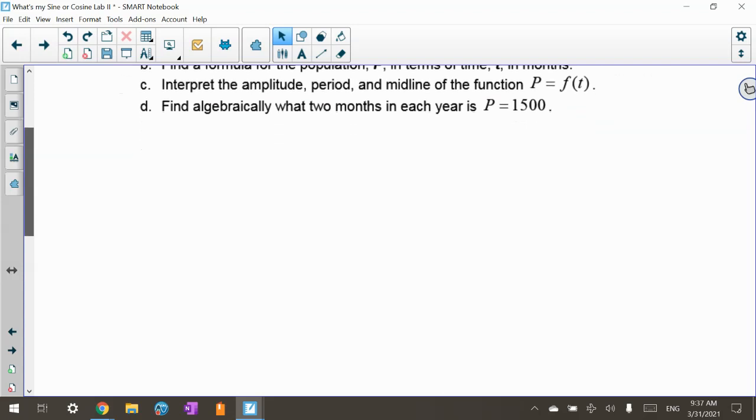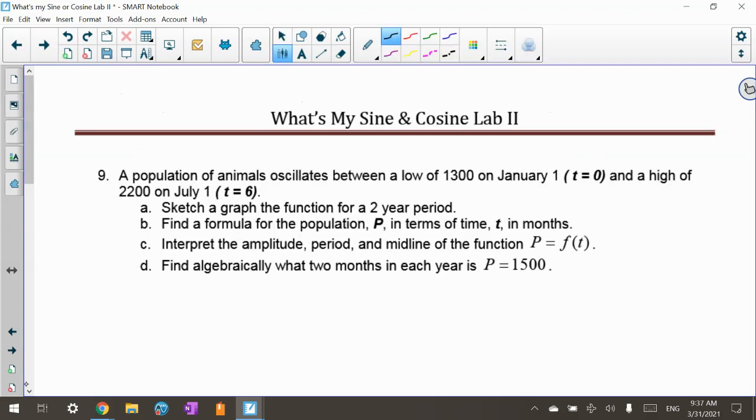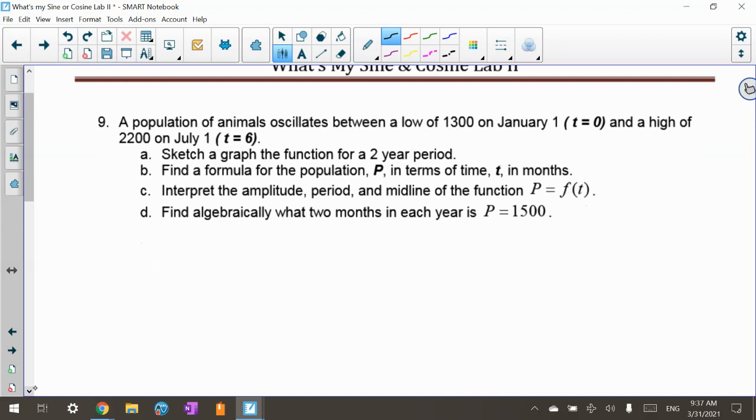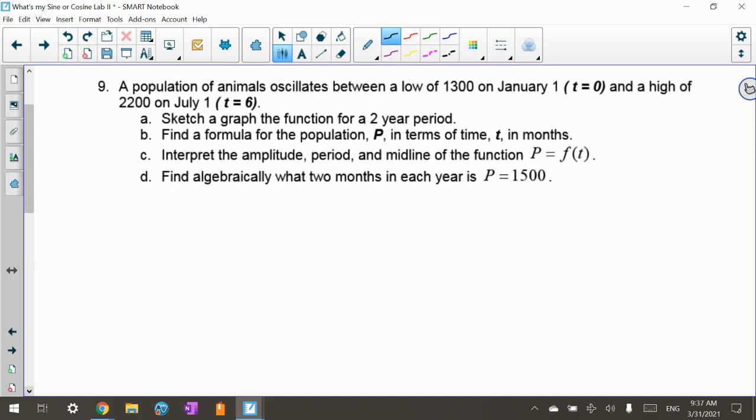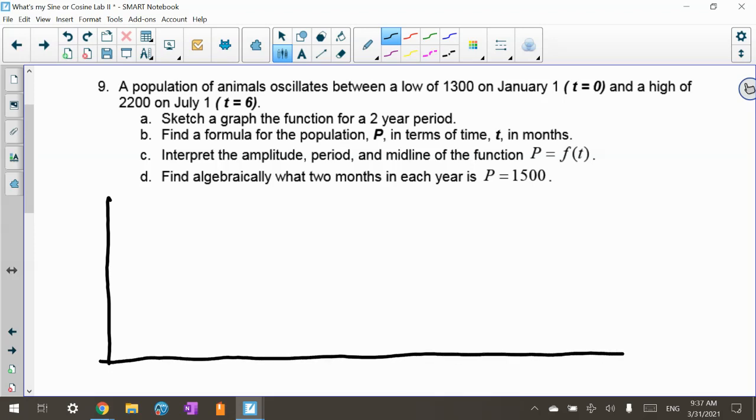We're going to sketch the graph. And when I sketch the graph, we're going to make it kind of large here. They want 2 years, so let's do 2 years. So we're going to make a nice graph. You have your whole paper here, so let's just do the whole thing here. And this is time in months. And this is my population, and it's the number of animals, okay?